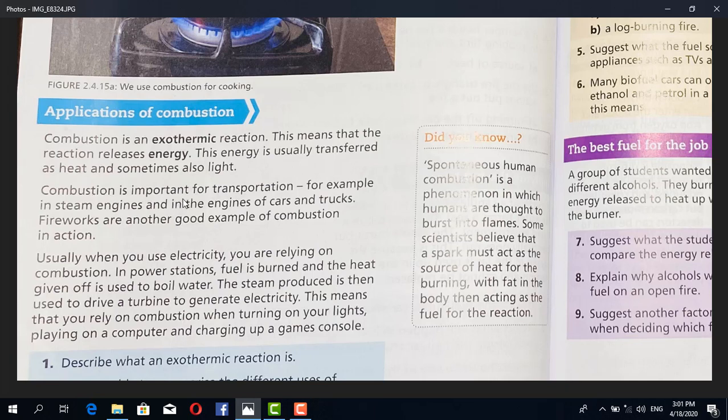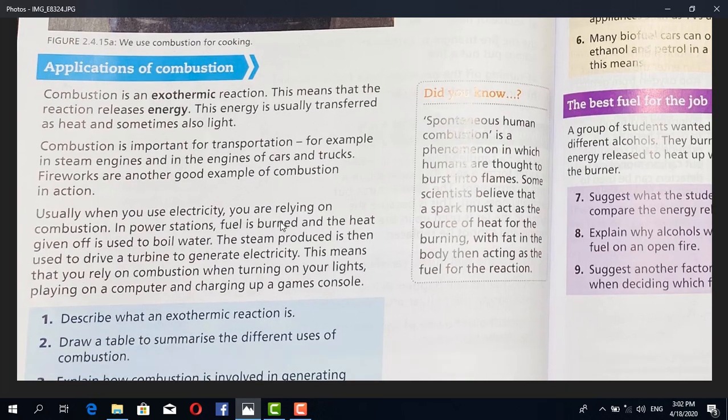Combustion is very important for transportation, for example in trains, cars, and trucks. Fireworks are another example of combustion in action. Usually when we use electricity, we're relying on combustion. In power stations, fuel is burned and the heat given off is used to boil water. The steam produced is used to drive a turbine that generates electricity. This means that you're relying on combustion when you're turning your lights on, playing on the computer, or charging up some games console.